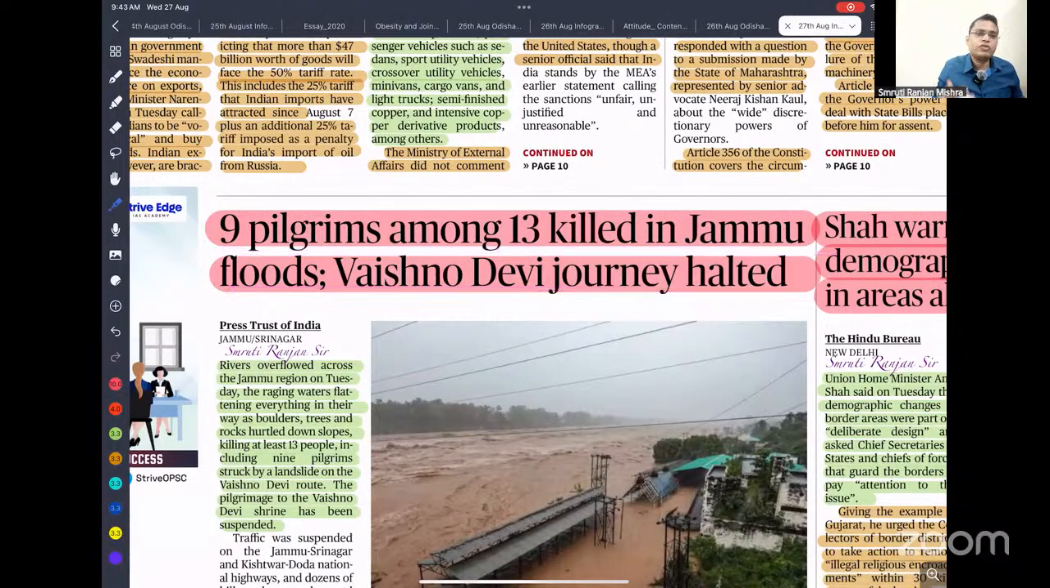Vaishno Devi Yatra halted. Severe rainfall is happening in Jammu and Kashmir, so many people are dying, and the Vaishno Devi Yatra is currently halted.